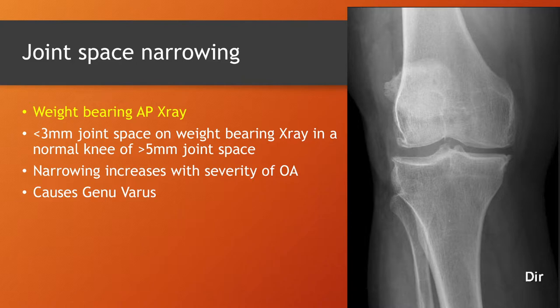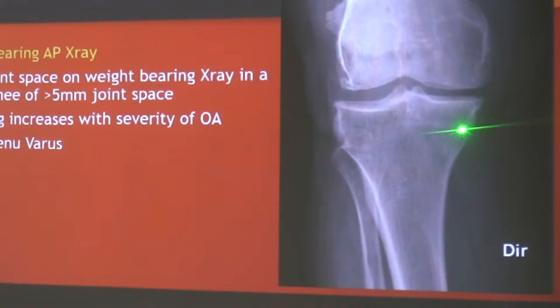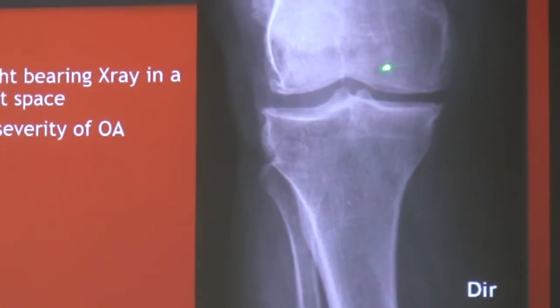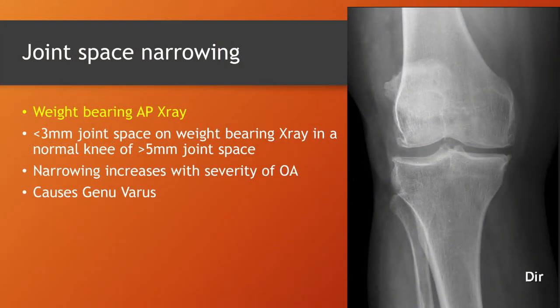One of the most important things which every practitioner should follow: whenever you are asking for an X-ray of the knee joint, it has to be a weight bearing anteroposterior and lateral X-ray. If the patient is not weight bearing, sometimes you will see an almost normal X-ray. When the patient bears weight, the femur and the tibia touch each other, and many times we have seen that it's only on the weight bearing X-ray that you see a decreased joint space.